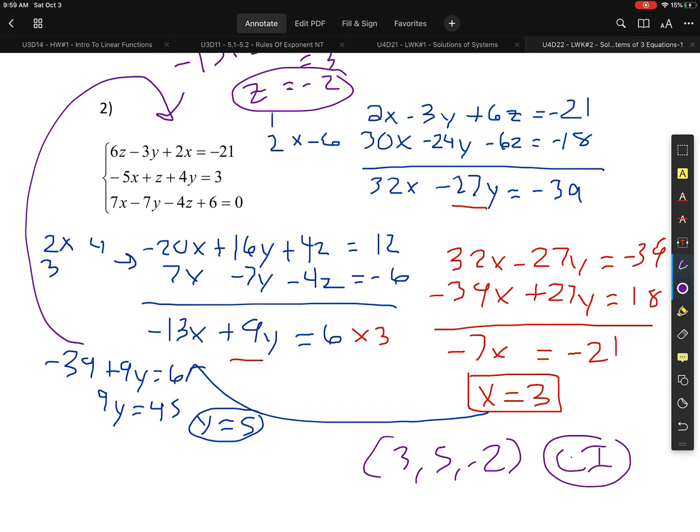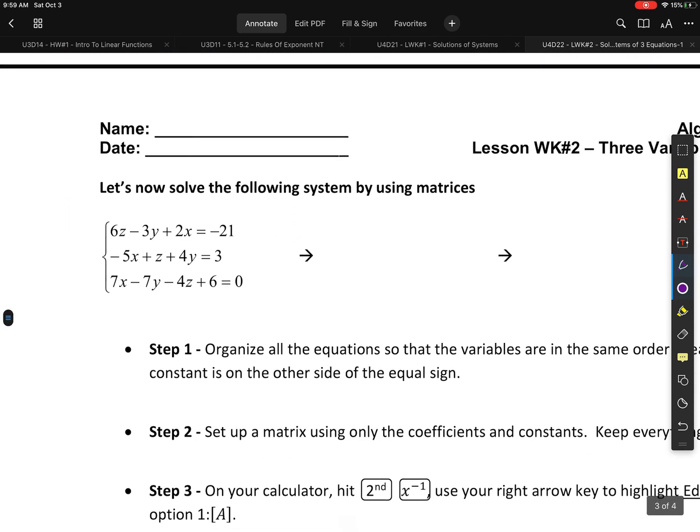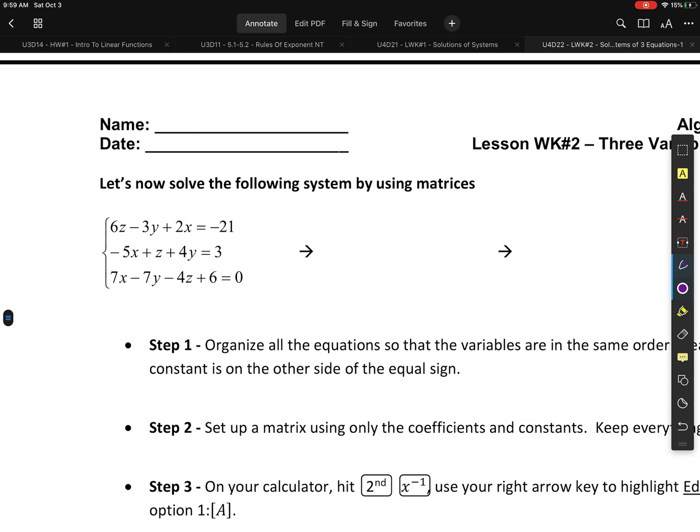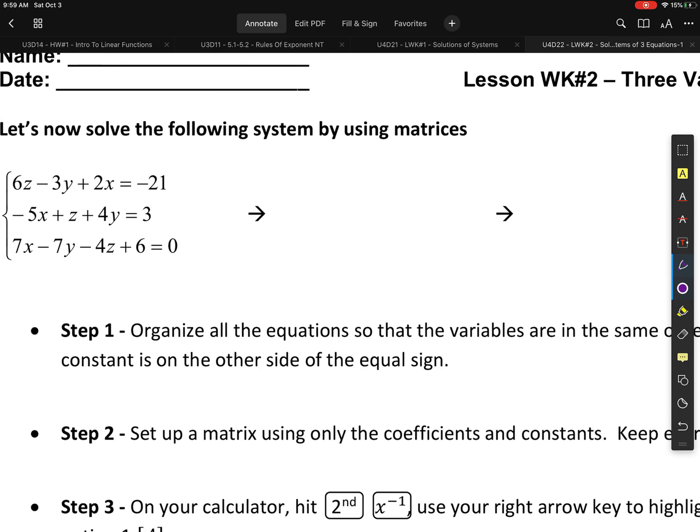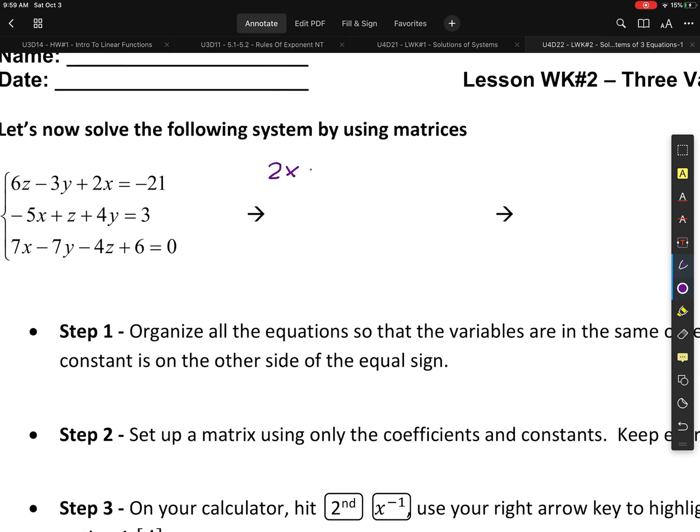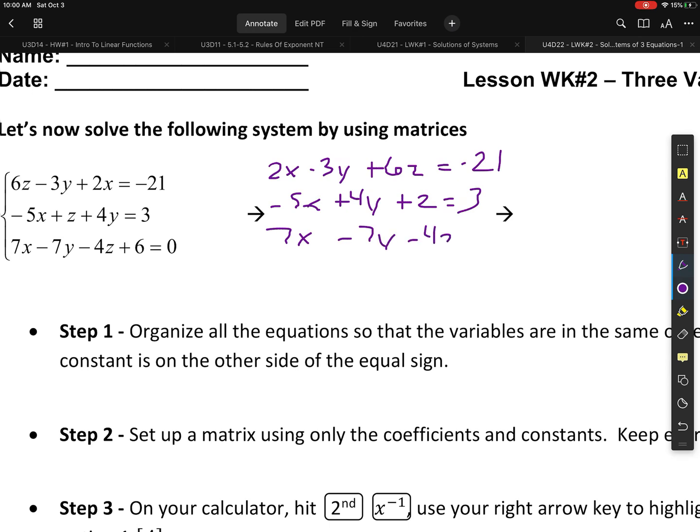Now, what is nice about this? The nice thing about this problem is that we can set this up in a way that we can use our calculator. So we're going to use what's called a matrix. Now the first thing we have to do is reorganize this so that we have all the correct variables lined up together. So I'd have 2x minus 3y plus 6z equals negative 21 over negative 5x plus 4y plus z equals 3. 7x minus 7y minus 4z equals negative 6.